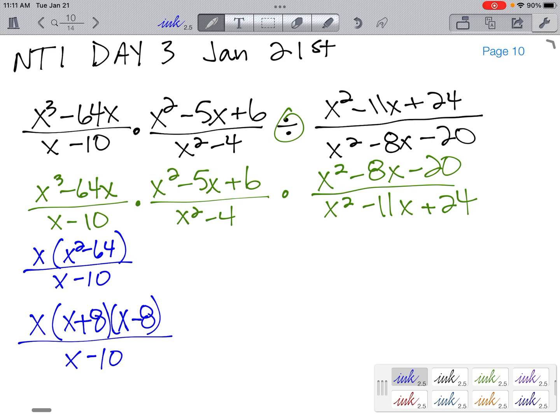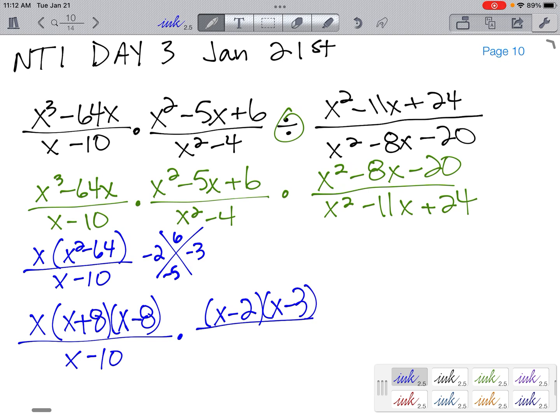Now we're going to move on to our second fraction. We have a trinomial in the numerator, so we need to factor that. This is where we use our x puzzle to help us figure it out. We have our 6 in the top and our -5 in the bottom. So we're looking for two negative numbers that add to -5 and multiply to 6. That's going to be -2 and -3. So we know we have an x minus 2 and an x minus 3 in our numerator.